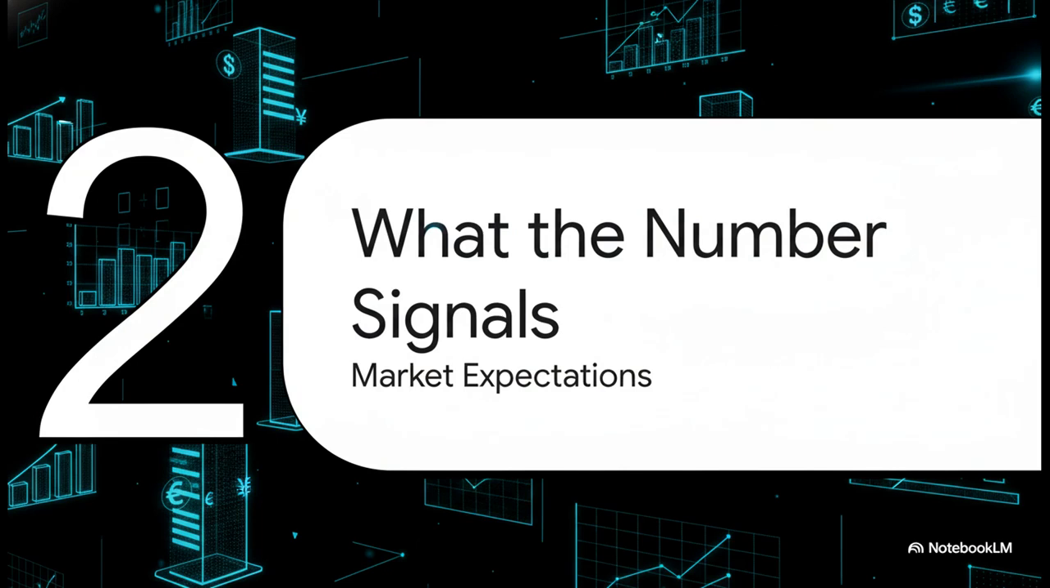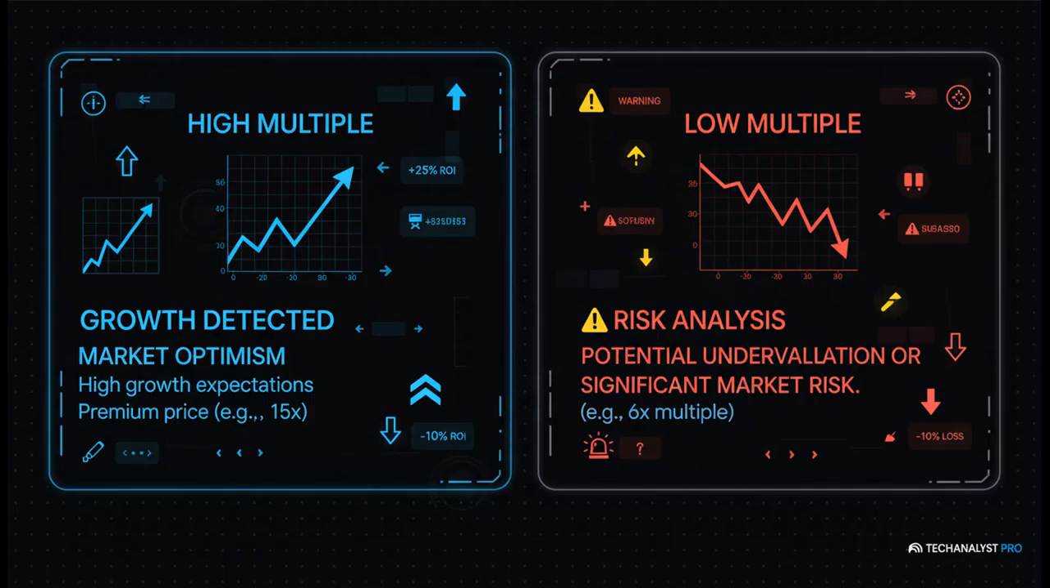So, we've built the ratio, we understand the pieces. Now let's talk about what the final number actually signals about a company. What is it telling us? This is really where the art of analysis kicks in. So if you see a high multiple, let's say 15 times EBITDA, that's a big signal. It means the market is super optimistic and it's pricing in a lot of future growth. You're paying a premium for that.